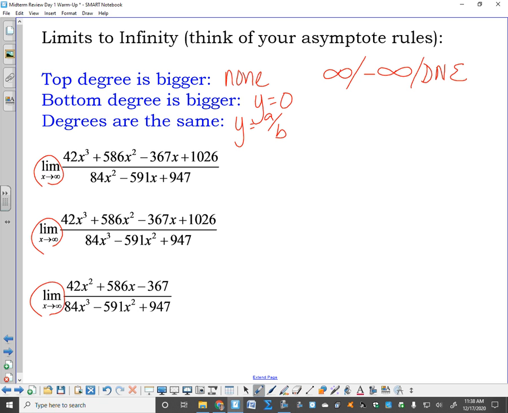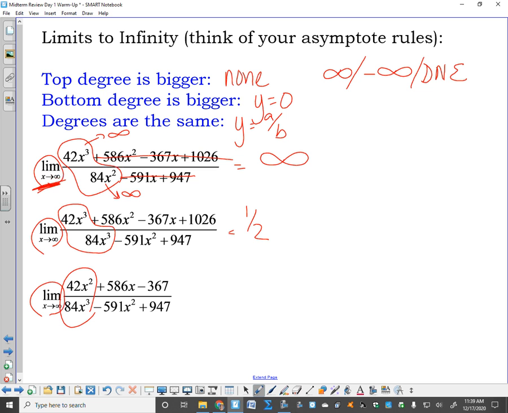So when I look at this, if I'm headed to infinity, and that's the part you need to focus on, I don't care about any of that or any of that. I'm looking at my highest exponents. The top degree is bigger and all very positive. I'm plugging in a positive infinity, so this is going to head to a positive infinity, and this is also going to head to a positive infinity. The top degree is bigger by 1, so that's why the top is getting bigger faster, and so that's why it's headed to infinity. This one, the degrees are the same. So this one is headed to 42 over 84, which is 1/2. And this one, the bottom degree is bigger, and so that's headed to 0.